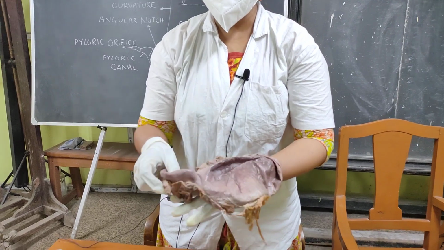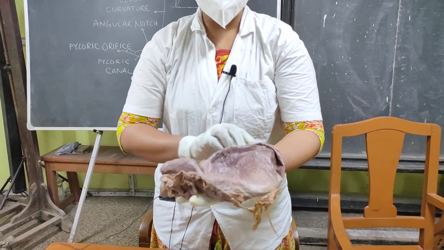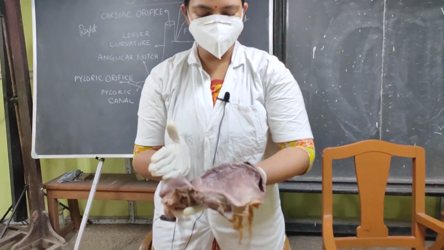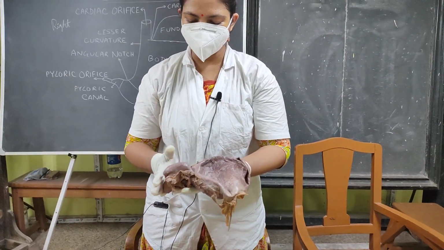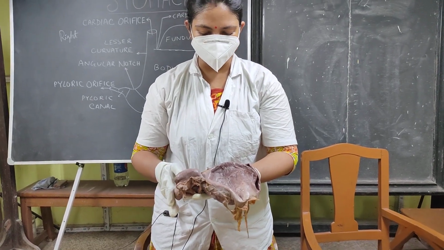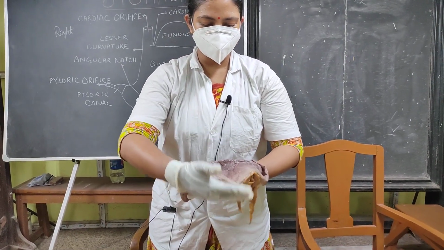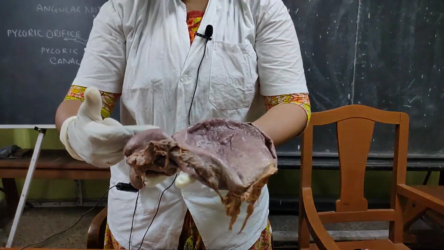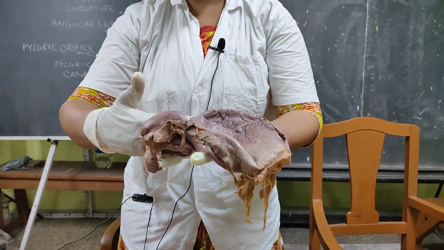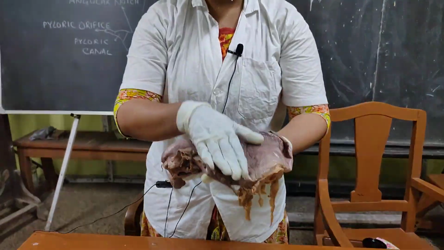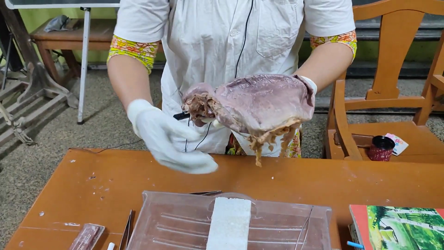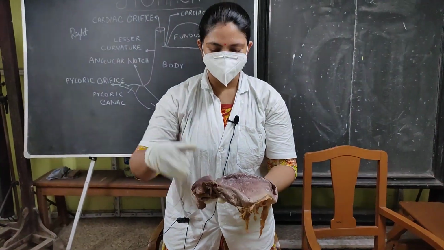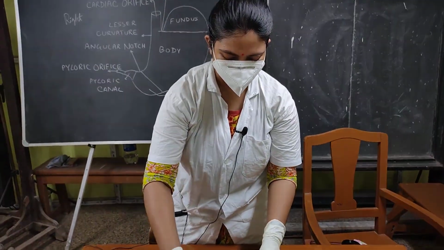So, this is another way of holding the viscera, keeping the cardiac end above and towards the left side, and the pyloric end below and towards the right side. The greater curvature is comparatively superficial, the lesser curvature is comparatively posterior, and this is the antero-superior surface, and below is the postero-inferior surface. So, this was regarding the anatomical position. Now, let us come to the details.